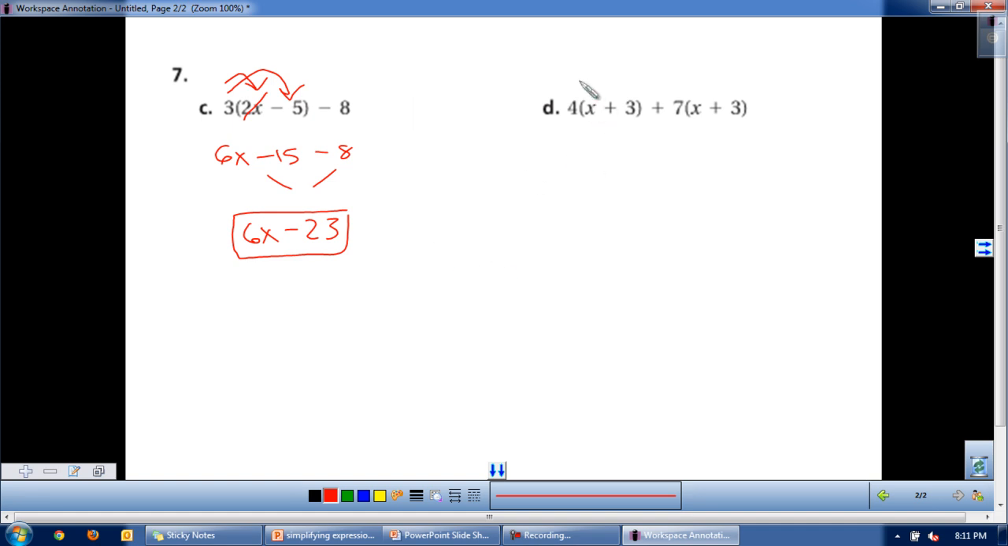Next one. Here we're going to distribute 4 times x. Next, 4 times 3, that's positive 12. Bring down this plus sign here. Take 7 times x, that's 7x. 7 times 3, that's 21. Positive, so we can put an add. Alright, here we're going to combine like terms. We are going to combine the 4x and the 7x. That gives us 11x. Then we have the 12 and the 21. So that is 33.